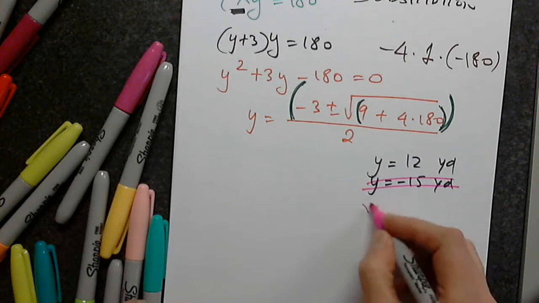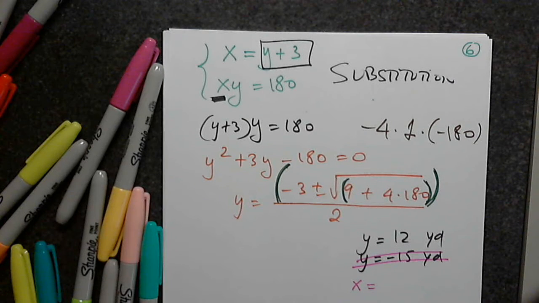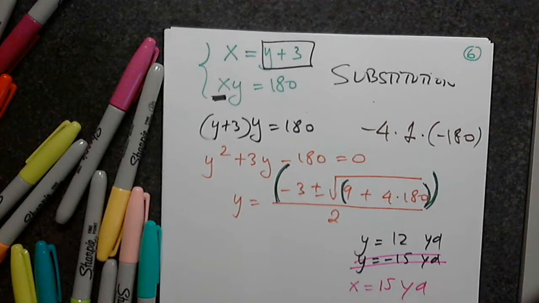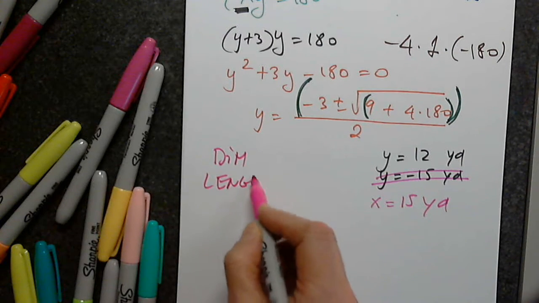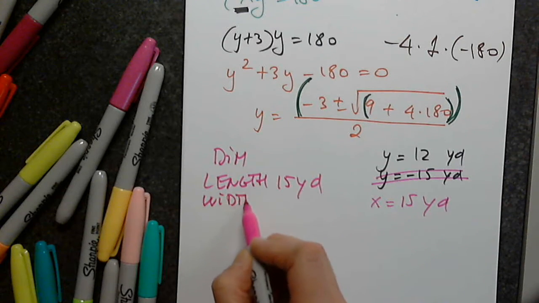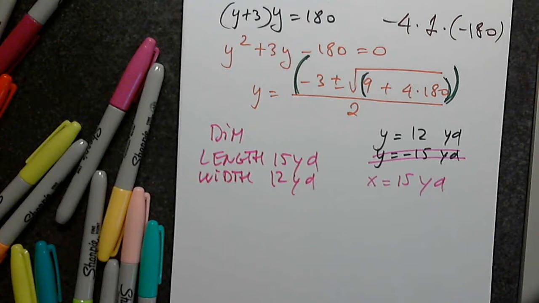And then I have to determine x. And what do I know about x? Just go back, take y and solve for x. Exactly. So what is x then? 15. Very good. So we will say dimensions, length, 15 yards, width, 12 yards. And that's the final answer.